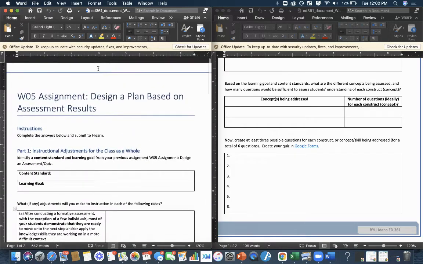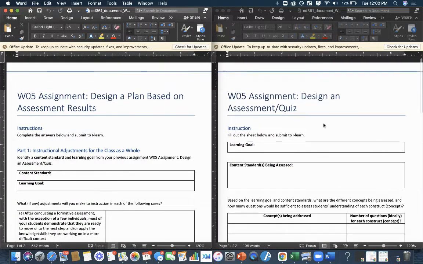Okay, so here's the one that I'm working on right now, and this is the one that I worked on last time. So again, you're going to take information from this one, the quiz that you already designed, and say, okay, if I administered this quiz and got some results back from kiddos, what would I do with those results? That's the plan that you're going to design.